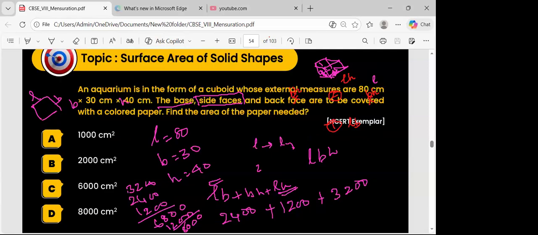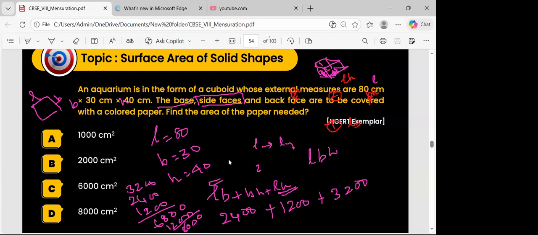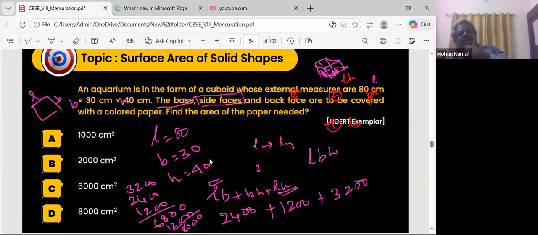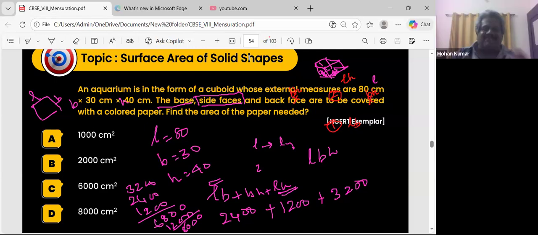Yes. So that is why the answer is 8,000 centimeters square. So that is 2BH will come: LB plus 2BH, because they have said the word side faces. Remember that. This is the trick they ask. Olympiad will ask like that only. Even AMC, right? AMC is an Olympiad.